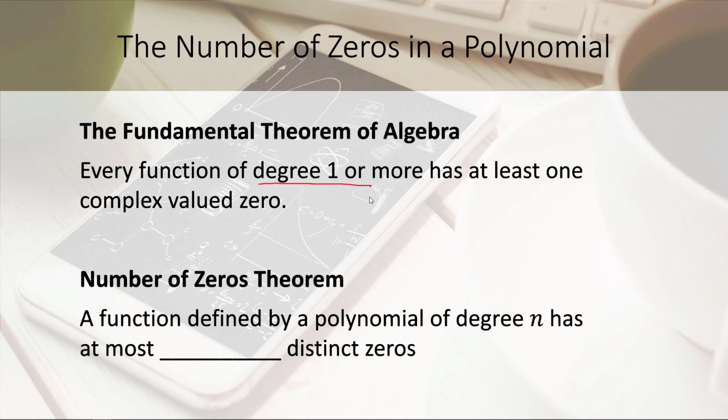Well, this means every function that actually happens to have an x in it, at least an x. It could be an x, x squared, or whatever. It will have at least one complex valued 0, which means there is one value of x where this thing crosses the x-axis. Now, that value of x may not be real.